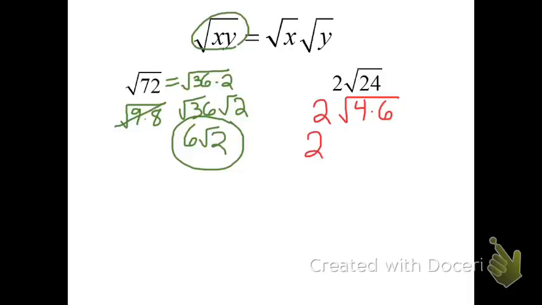So now I'm going to rewrite the square root of 4 times 6 as the square root of 4 times the square root of 6. So now I have 2 times the square root of 4 times the square root of 6. 3 separate quantities being multiplied together.